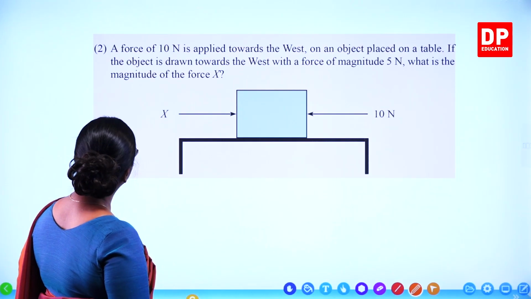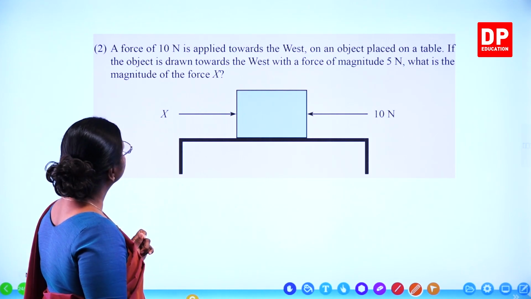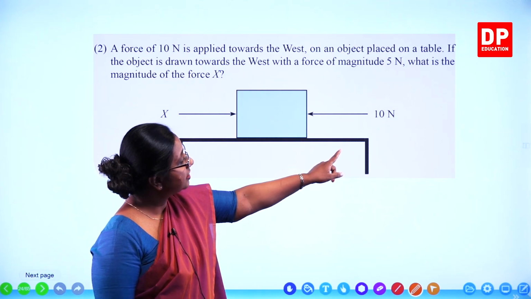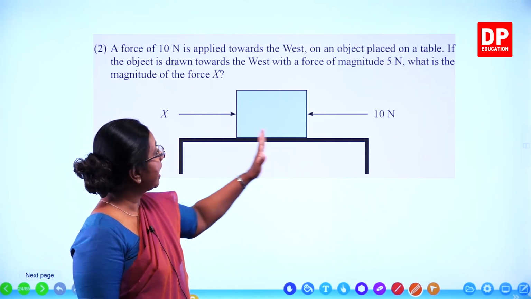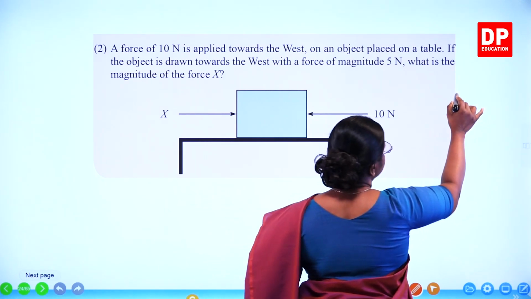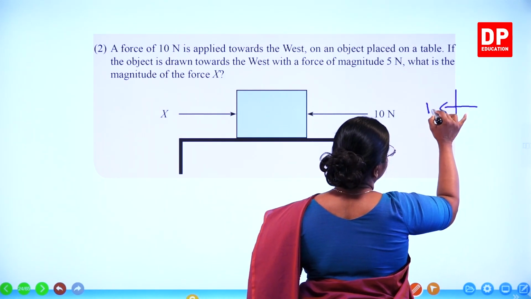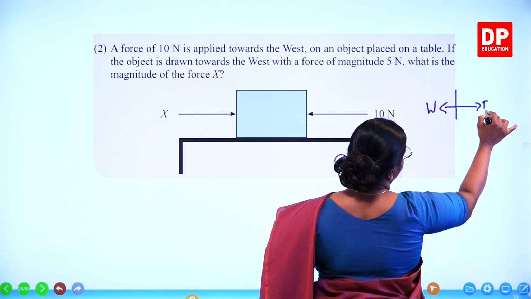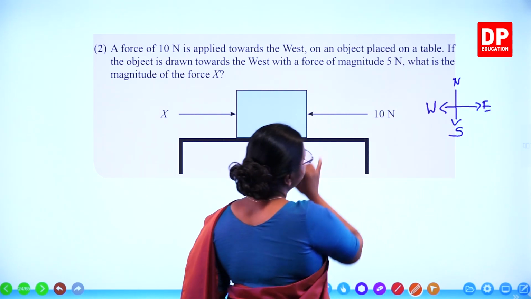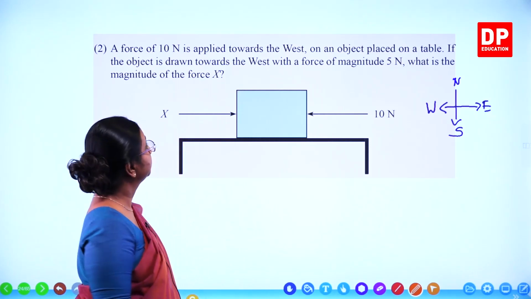The second question, a force of 10 Newton is applied towards the west. So here you can see a force of 10 Newton applied towards the west. So if you can remember, since they say west, then you know this side is west. Anyway, you are familiar with the directions. So this is applied towards the west.